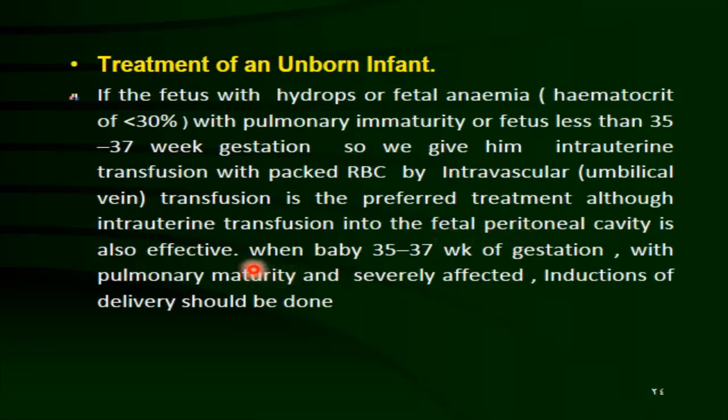So, when there is severe anemia, hematocrit less than 30% with pulmonary immaturity, and gestation less than 35 to 37 weeks, we have to preserve the baby by giving intrauterine transfusion. While when the baby is more than 35 to 37 weeks of gestation with pulmonary maturity and severely affected, we have to induce delivery as the preferred method of management.